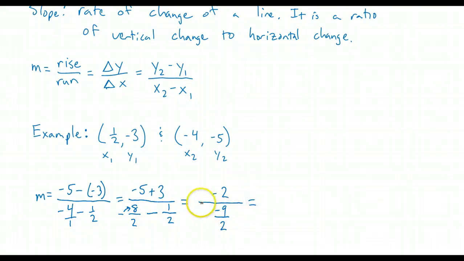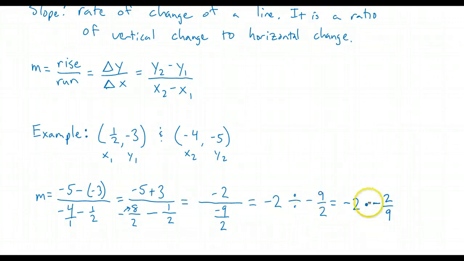It's only now that I'm going to do this division. I have -2 divided by -9/2. In order to divide fractions, I'm going to keep my first number the same, -2. I'm going to switch the division sign to a multiplication, and my second number, this negative 9/2, I'm going to switch to the reciprocal, negative 2/9.